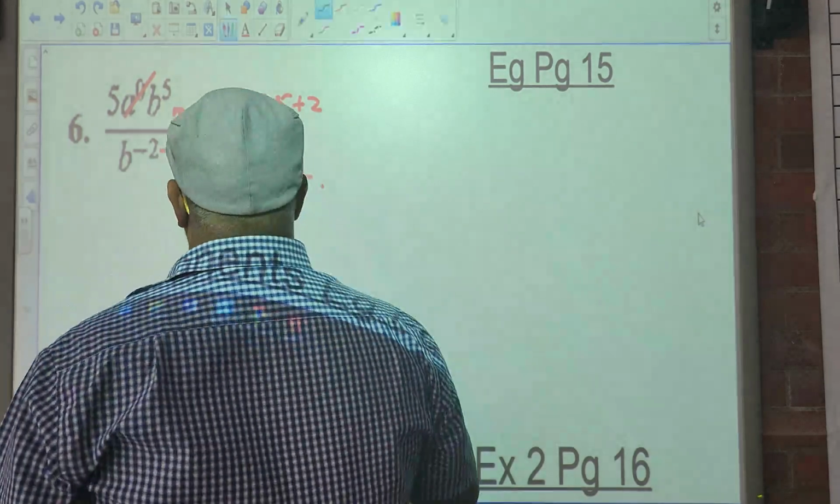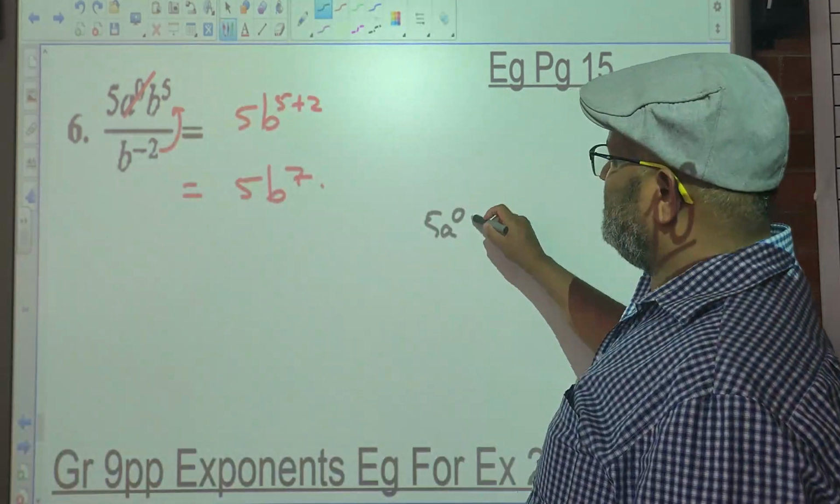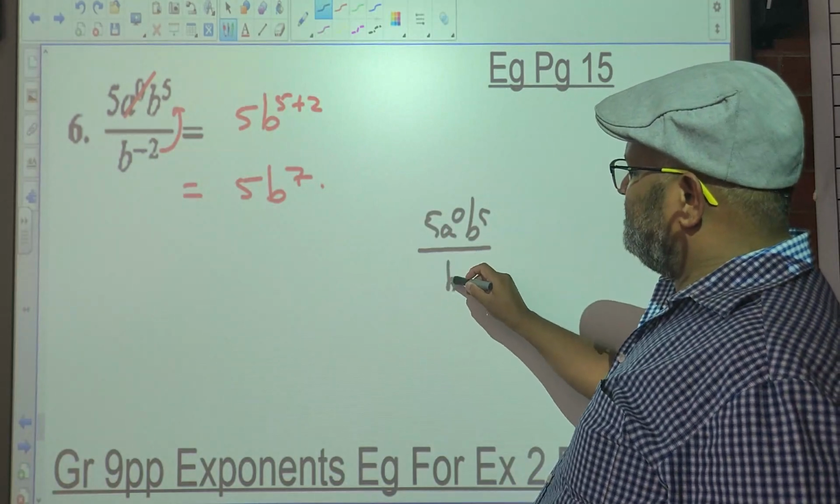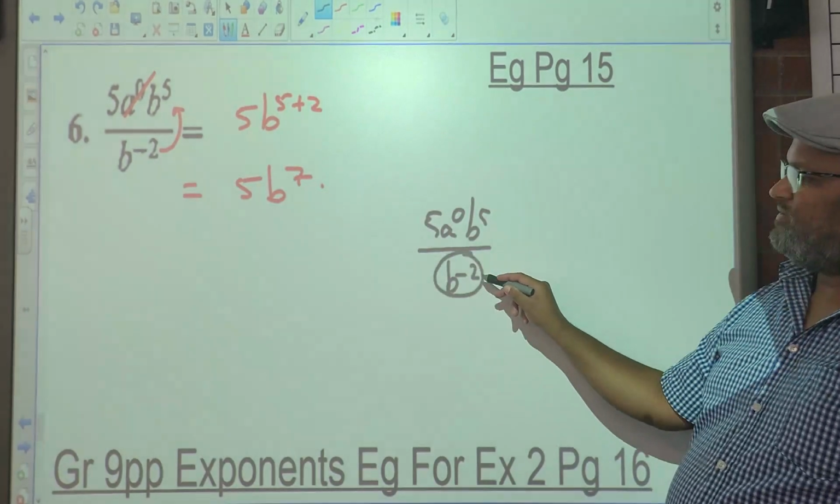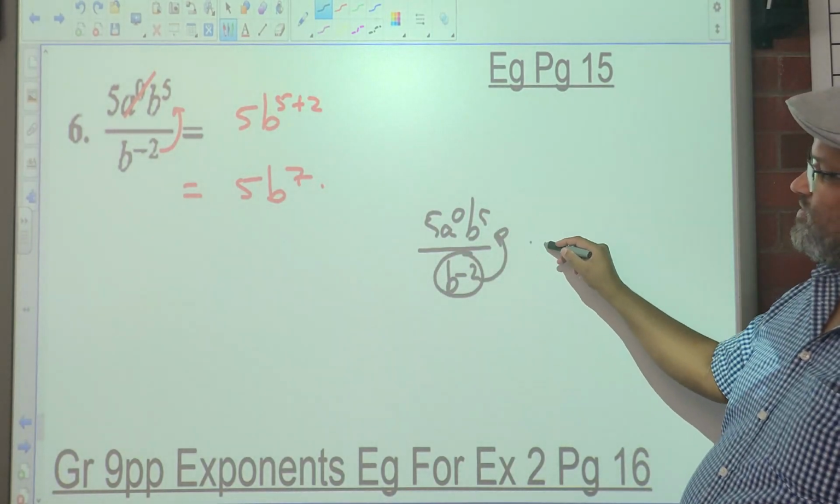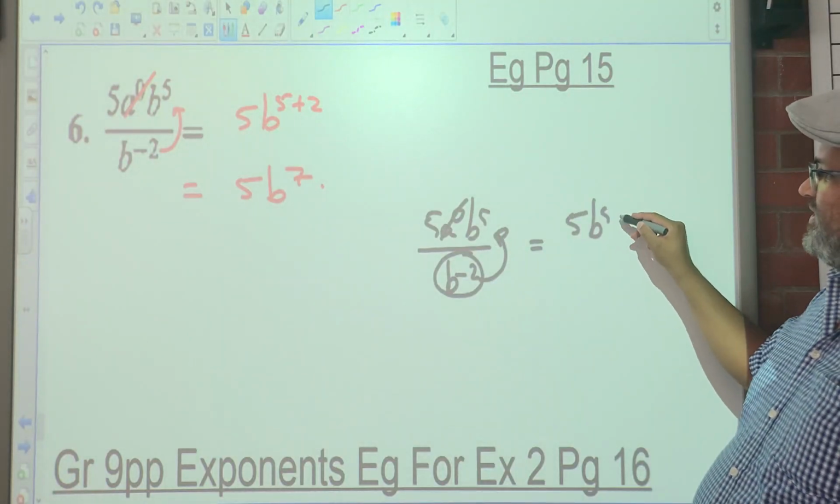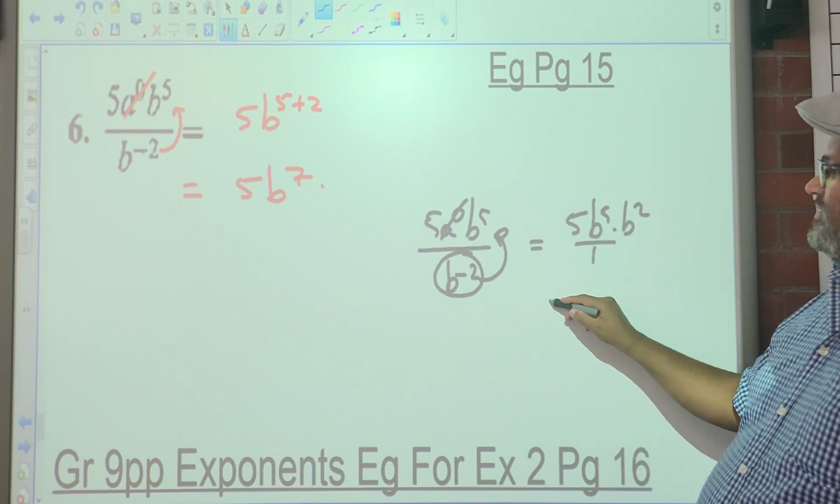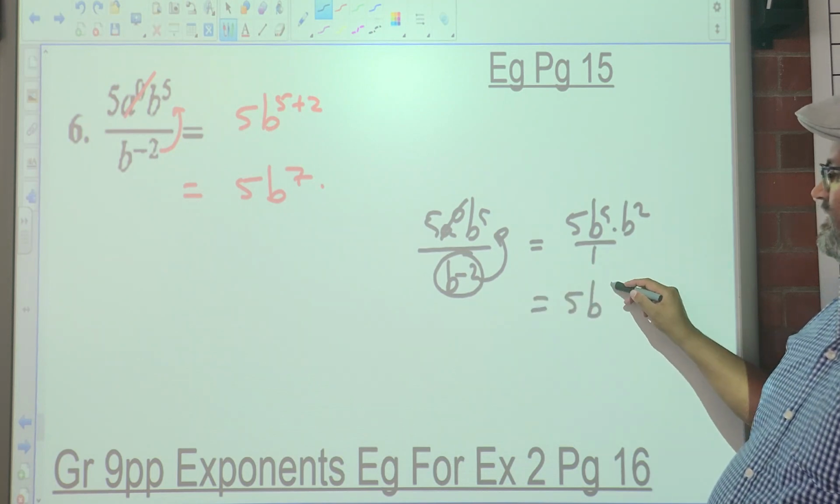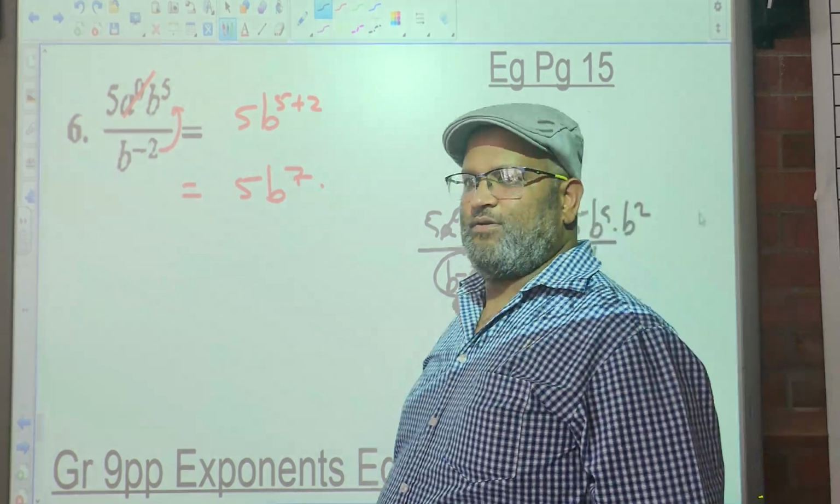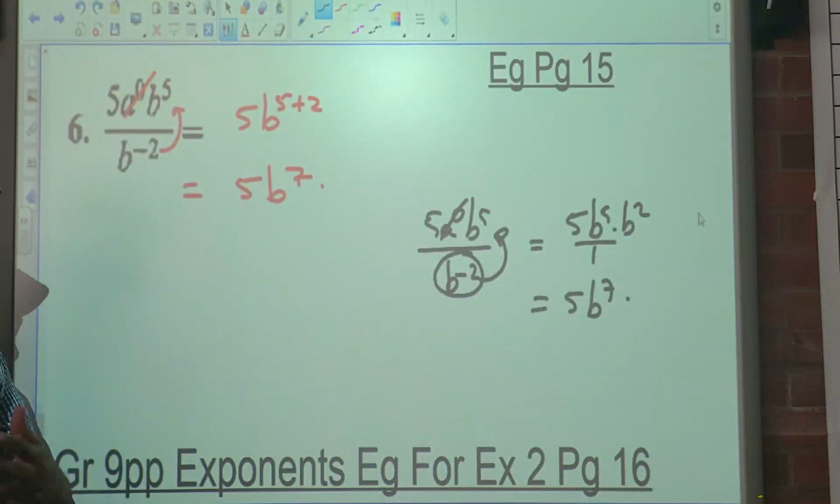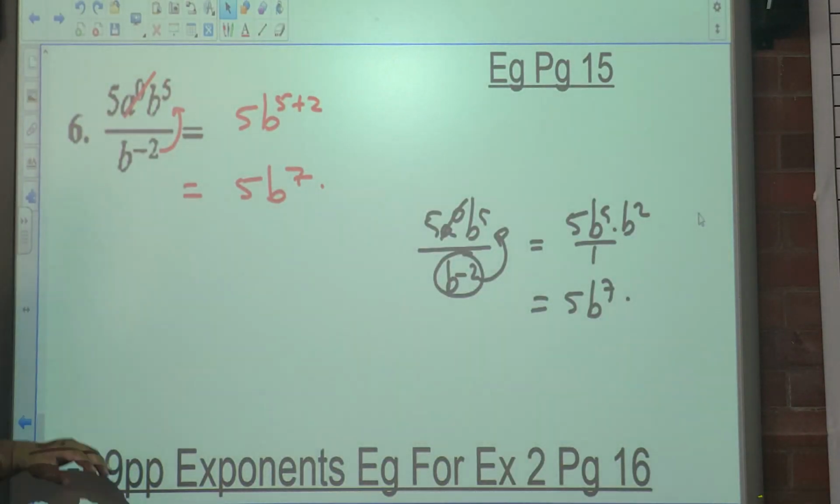Otherwise, you could have also said 5 times a to the 0, b to the 5 over b to the minus 2. Where must this go? On top, if you want it positive. Anything to the power 0 is 1. So it's 5 times b to the 5 times b squared over 1, which is 5b to the 7. Okay. However you want to do it, whichever step you want to apply, as long as it's mathematically correct, it should be fine. Okay.